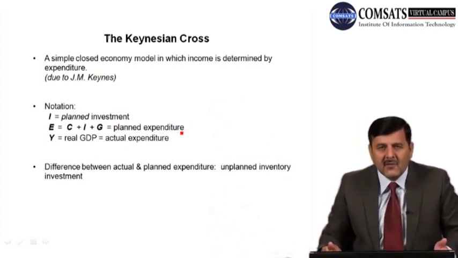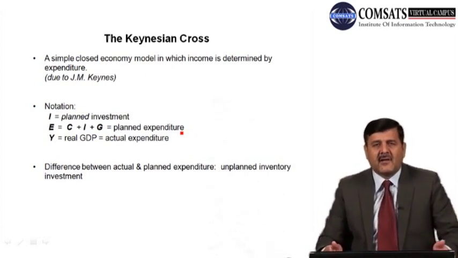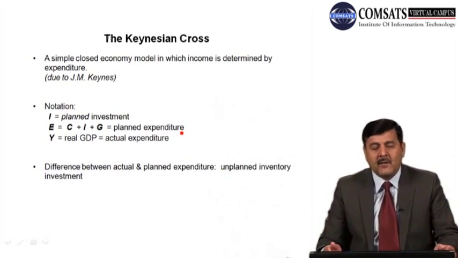The notations that we are going to use in this chapter are: I is used for planned investment, E is used for expenditure, or planned expenditure, and as we know, planned expenditure is equal to consumption plus investment plus government spending. Planned expenditure is those expenditures which are planned by individuals, by the government, and by individual investors, right? So that's why we call it planned expenditure.